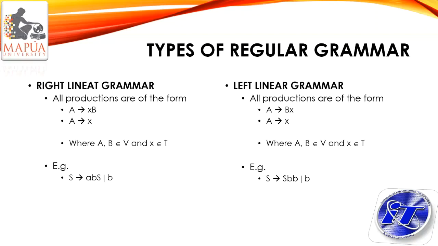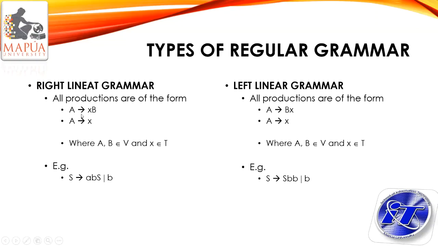And we also have two types of regular grammar. We have right linear grammar and left linear grammar. So how could we determine which is which? Based on the location of the terminal variable. Let's have this example: A, then x capital B. We all know that capital A and capital B are non-terminal, while small x is a terminal variable.